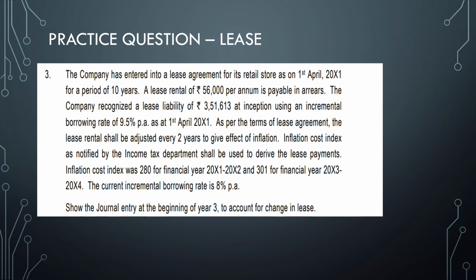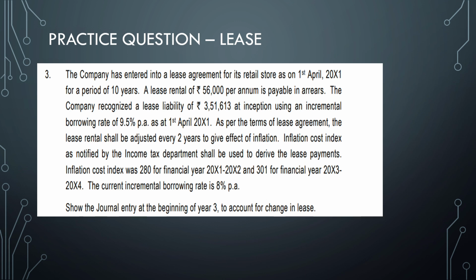As per the terms of the lease agreement, the lease rent shall be adjusted every 2 years to give effect to inflation. The cost inflation index as notified by the IT department shall be used to derive the lease payments. The cost inflation index was 280 for financial year 2022 and 301 for financial year 23-24. The current incremental borrowing rate is 8% per annum. Show the journal entry at the beginning of year 3 to account for the change in lease.